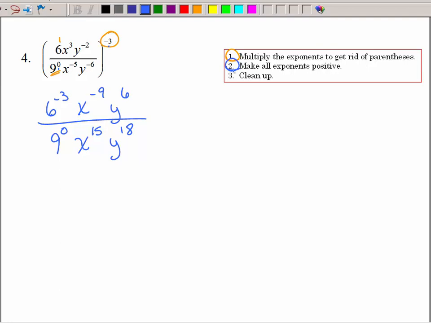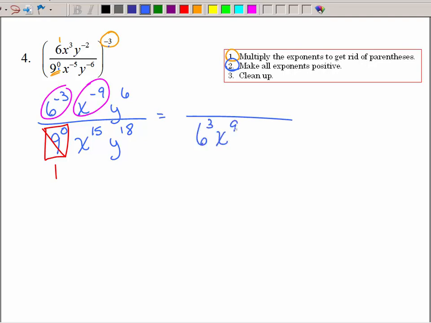Now I want to make all my exponents positive. Well, let's see. This one's negative, that one's negative, but everything else is positive. But what are we going to do with this? What's anything raised to the power of 0? That's a 1. That's 1. All right, so we've gotten rid of some stuff. So things I've circled here, 6 cubed goes on the bottom, x to the 9th goes on the bottom, but everything else stays where it was. So I have y to the 6th, x to the 15th, and y to the 18th times 1. So when you multiply by 1, you just get back what you started out with.